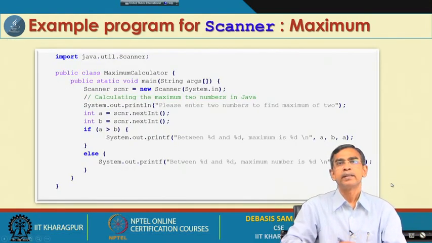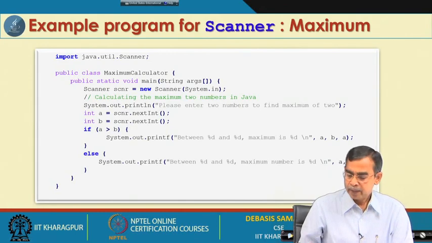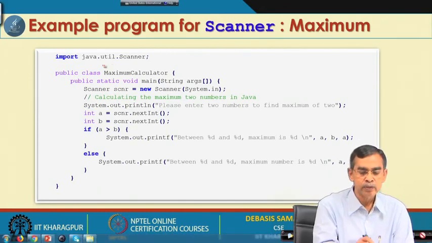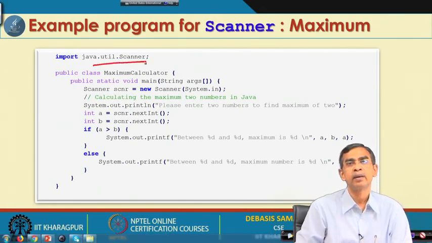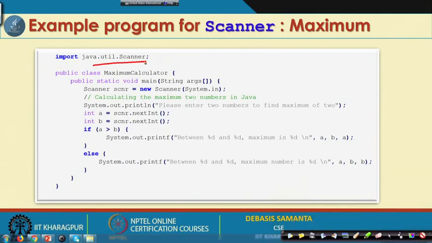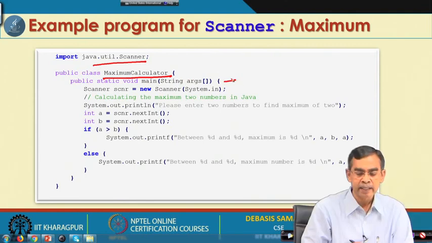Now, this is the complete discussion of one class actually. Here we use the Scanner. You have to use the special class Scanner, and this is one example of a class MaximumCalculator which has the main method. It is like this.